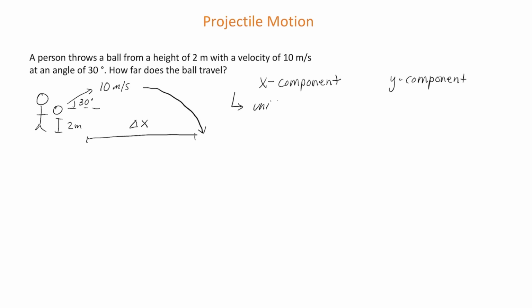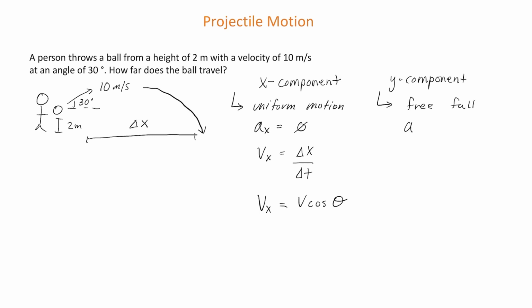We know the x component is uniform motion, which means the acceleration is equal to 0, and we can use the uniform motion equation, which says Vx is equal to delta x divided by delta t. And we know Vx is equal to V cos theta. Looking at our y component, we know the y component is free fall motion. That means the acceleration is equal to negative 9.8 meters per second squared. And we know the velocity for the y component is equal to V sine theta.